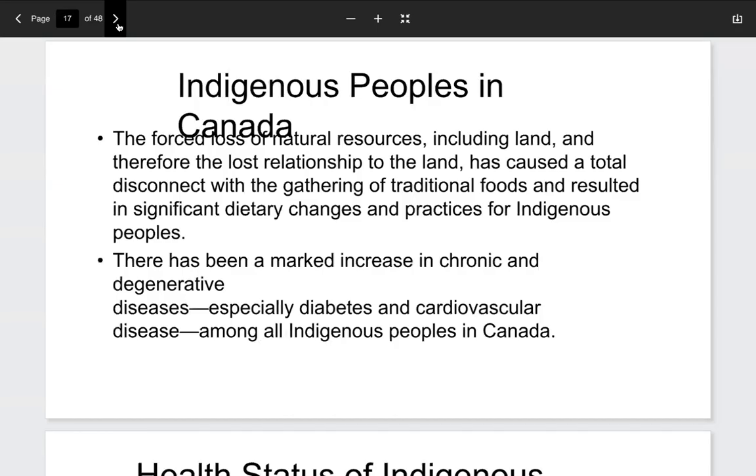There's also the forced loss of natural resources, which will make a little bit more sense when we talk a little bit about the history of colonization. But the loss of their land, which meant that there was a loss of a relationship to the actual land, that can also cause a disconnect with the way that they've traditionally gathered food, which can then affect the dietary changes, which can then affect the way that they practice healing traditions.